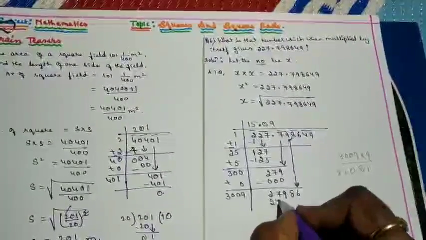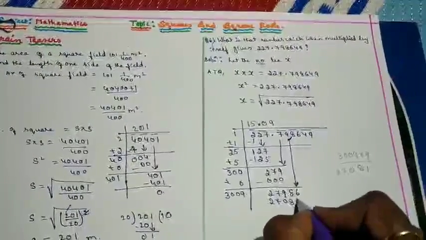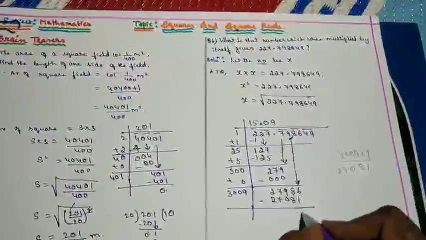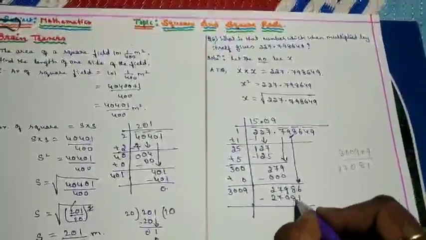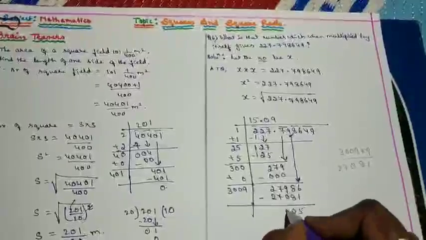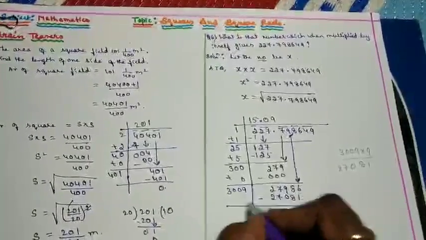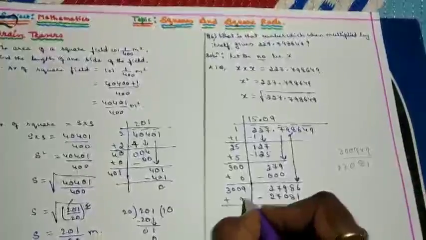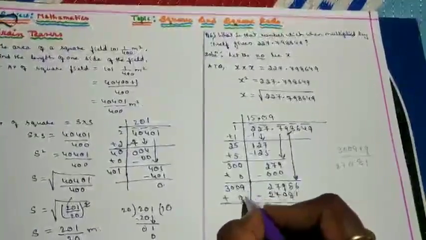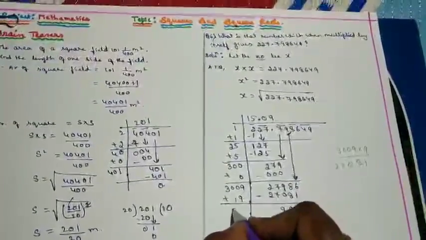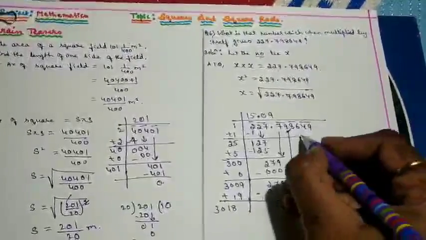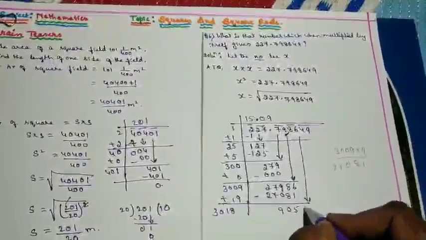The answer is 27081. Then subtract. 6 minus 1 is 5. 8 minus 8 is 0. 9 minus 0 is 9. And the remaining digits also become 0 on the left side. Now add up whatever digit is written in the divisor. So 3009 plus 9 is 3018. Leaving a little bit of space and bring the next period down.